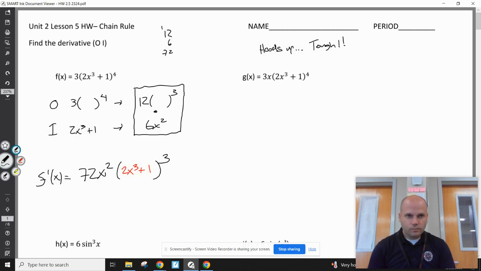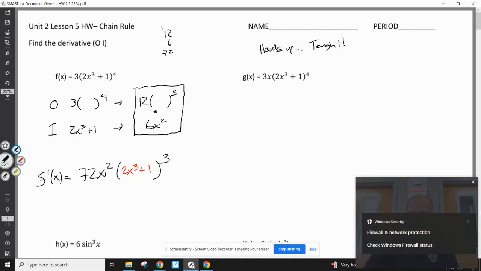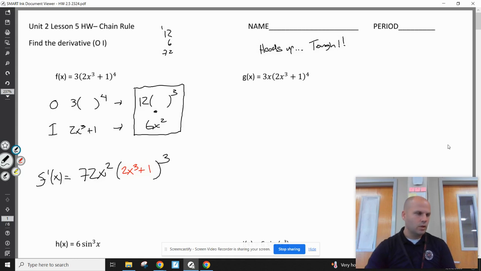Why? This is a number 3. We can consider the number 3 as just being a constant that we don't worry about when we're taking the derivative. Like 3f of x's derivative is 3f prime. 3 sine x's derivative is 3 cosine. 3x squared's derivative is 3 times 2x, which is 6x.